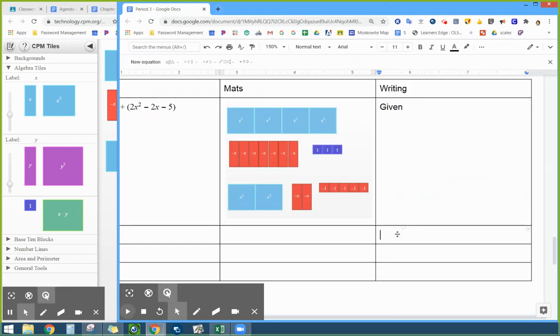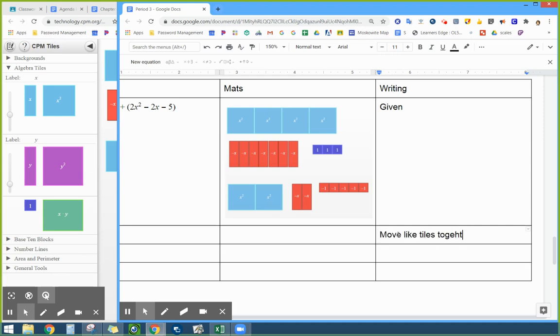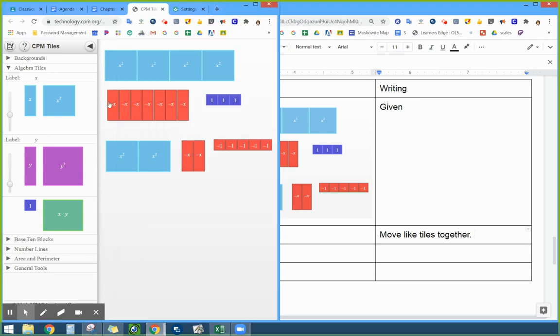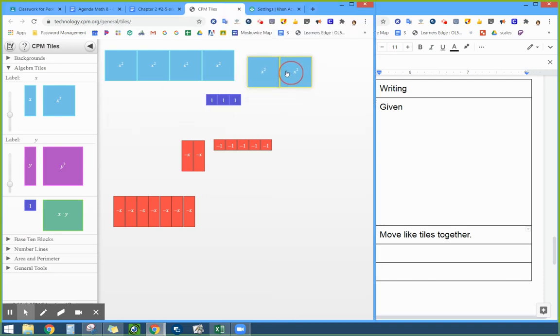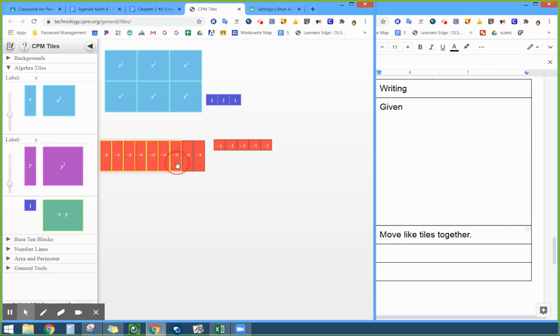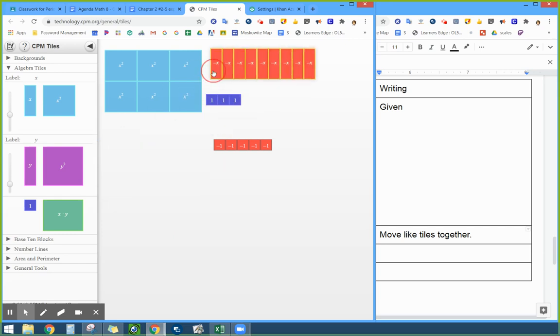So the next part, I'm going to start with the writing. We are going to move like tiles together. This means moving the x squareds together, the x's and the ones. So here I have my x's and my x squareds. I'll make this a little bit larger. So there are my x squareds. I'll put all of my x's together. And then all of my ones together.